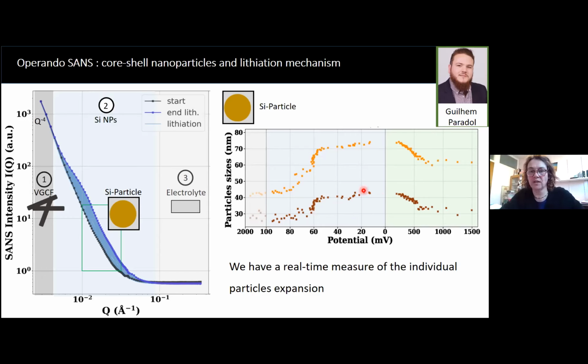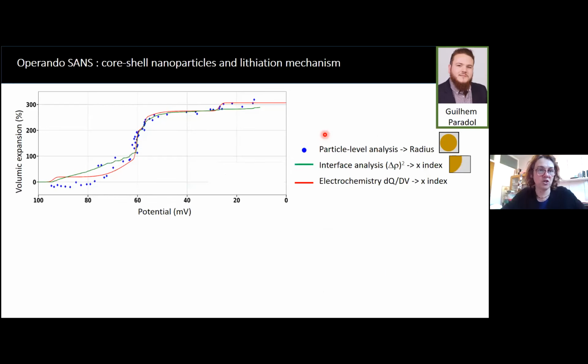The biggest ones are around 42 nanometers at the beginning, and they reach up to 72, 73 nanometers at the end of the lithiation. So with this measurement, we have a real-time measure of the individual particles' expansion. Now, if we assume that we have spheres, we can very easily calculate the volume expansion from that, and we get the following result. You have here the volume expansion as a function of the potential for the lithiation phase. The blue points come from the previous particle-level analysis of the SANS data.